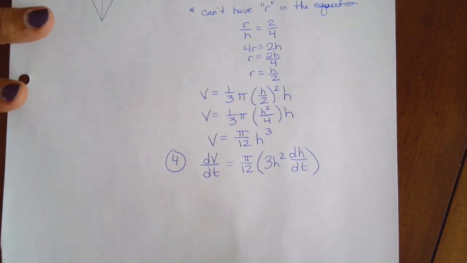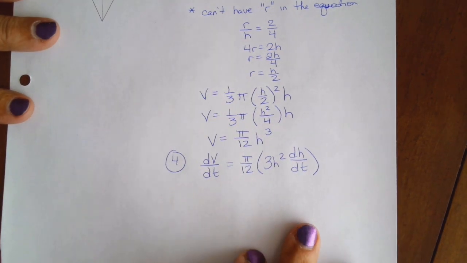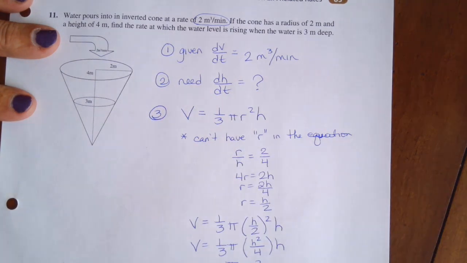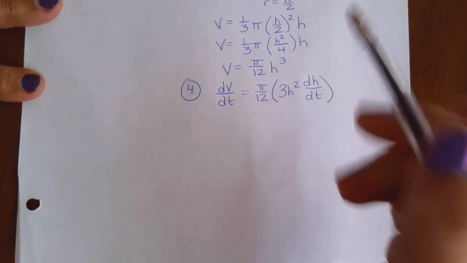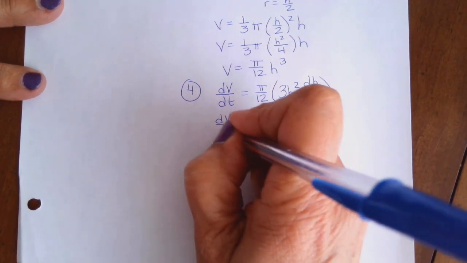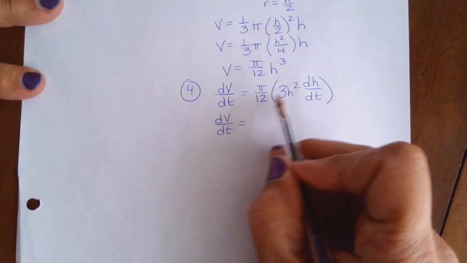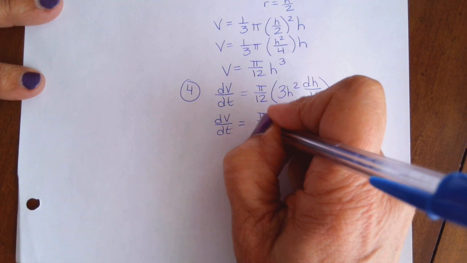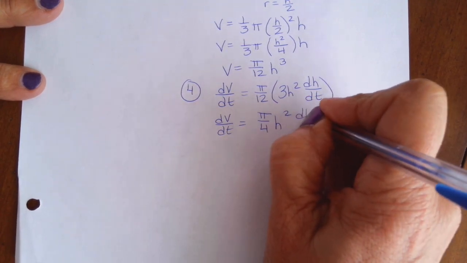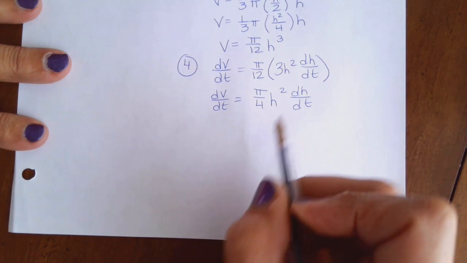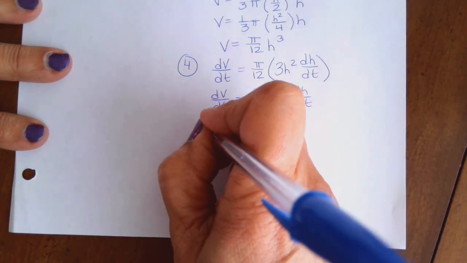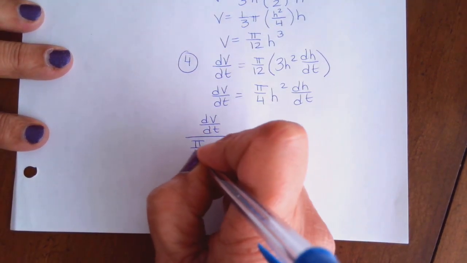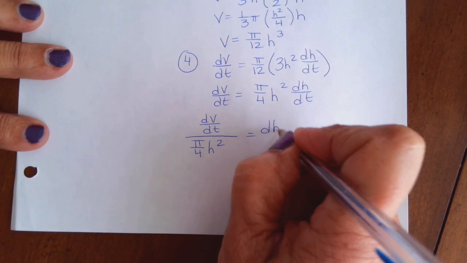Okay? All right, so what are we solving for? Okay, we're solving for dh dt, so we got to do some work. Too bad we're not solving for dV dt. All right, so let's simplify a little bit more. So we've got pi over 12 times 3, so that'll be 3 pi over 12, so that's pi over 4 h squared dh dt. And then I'm going to divide everything by that. So this is where you got to be careful again on your calculator. So dV dt divided by pi over 4 h squared. That's going to give you dh dt.